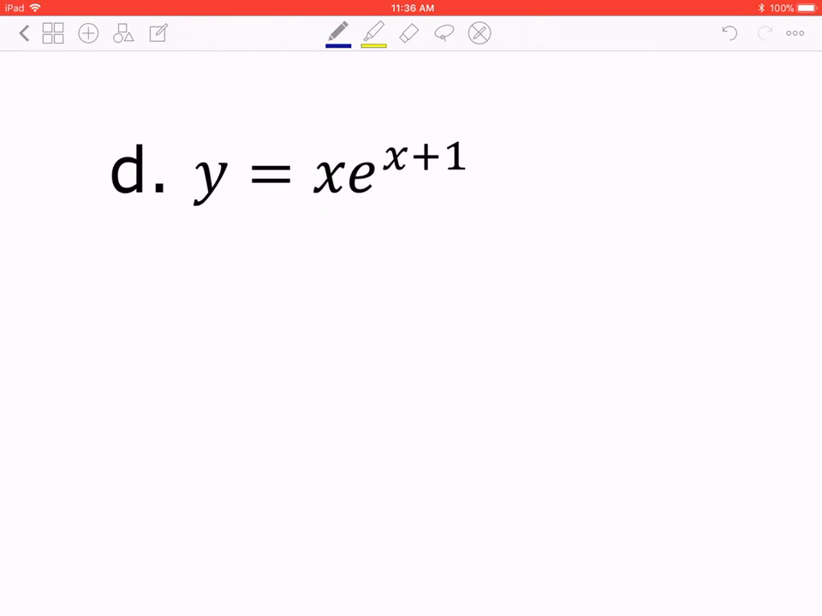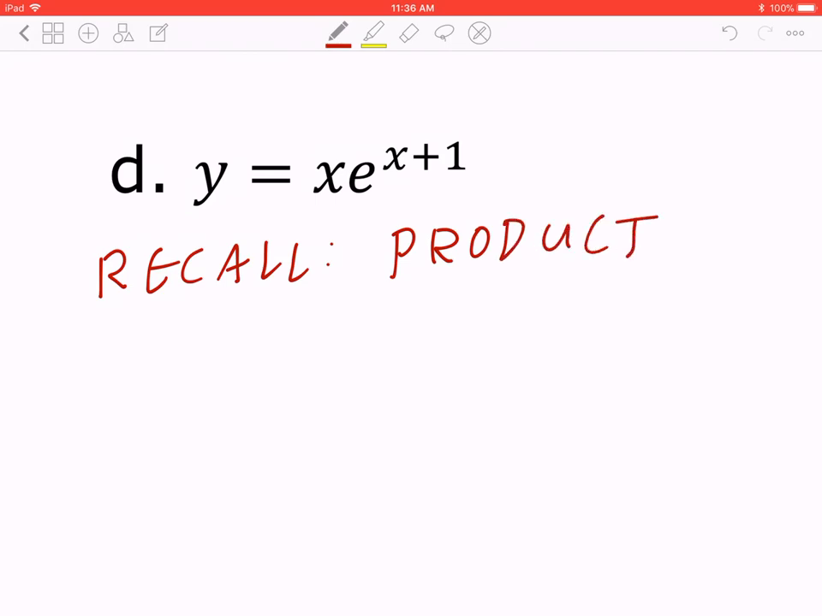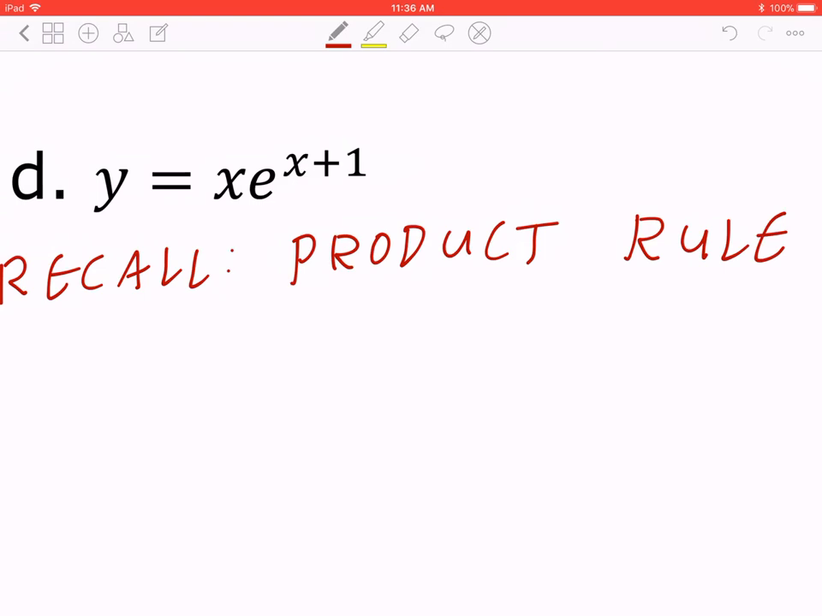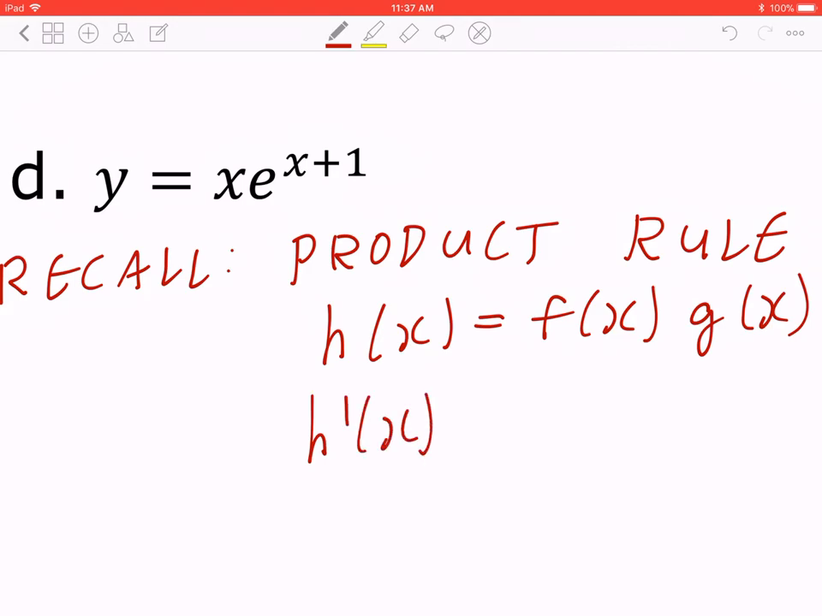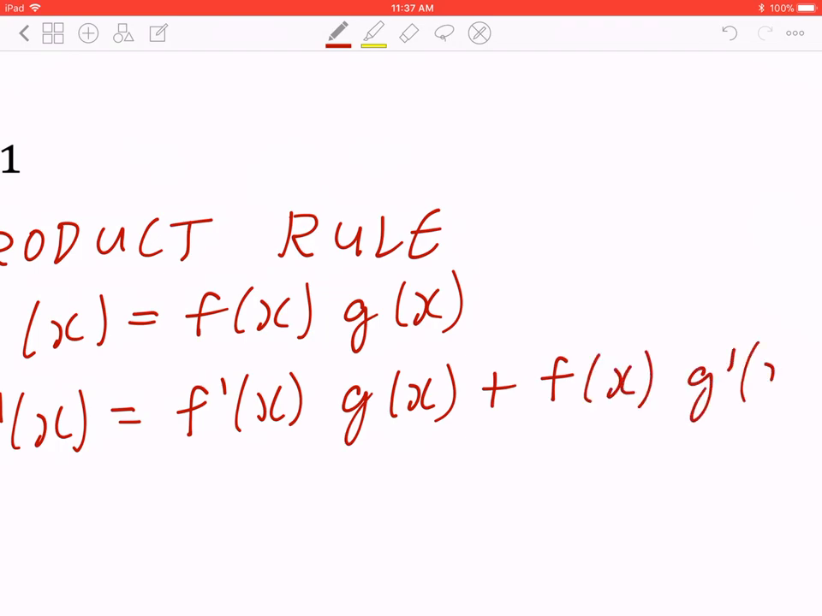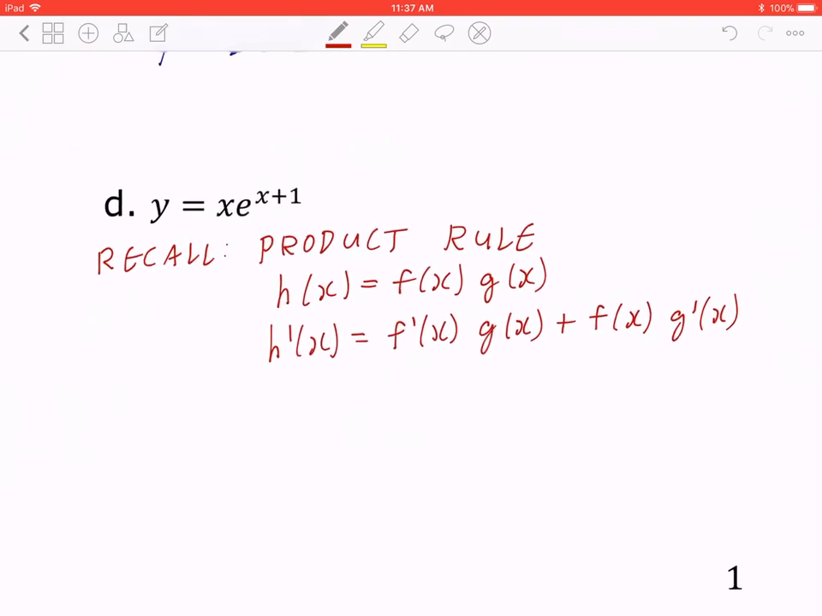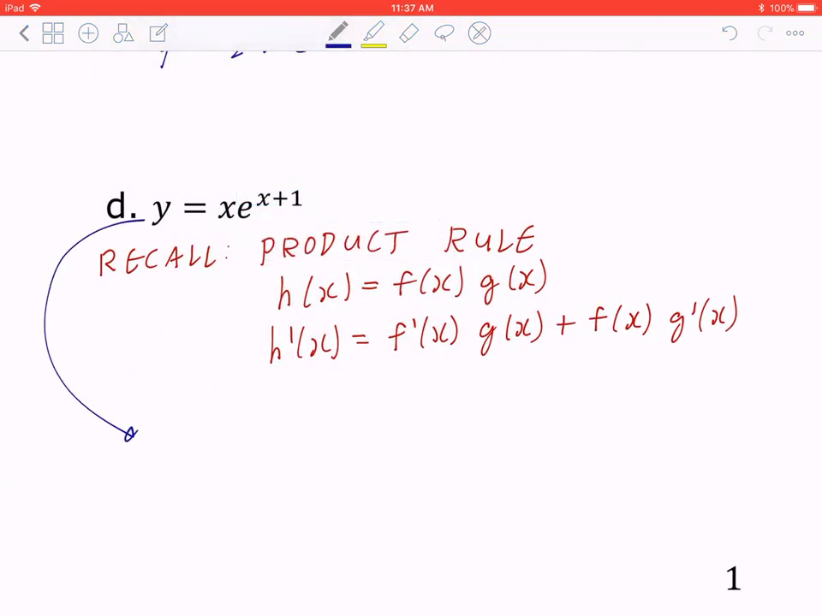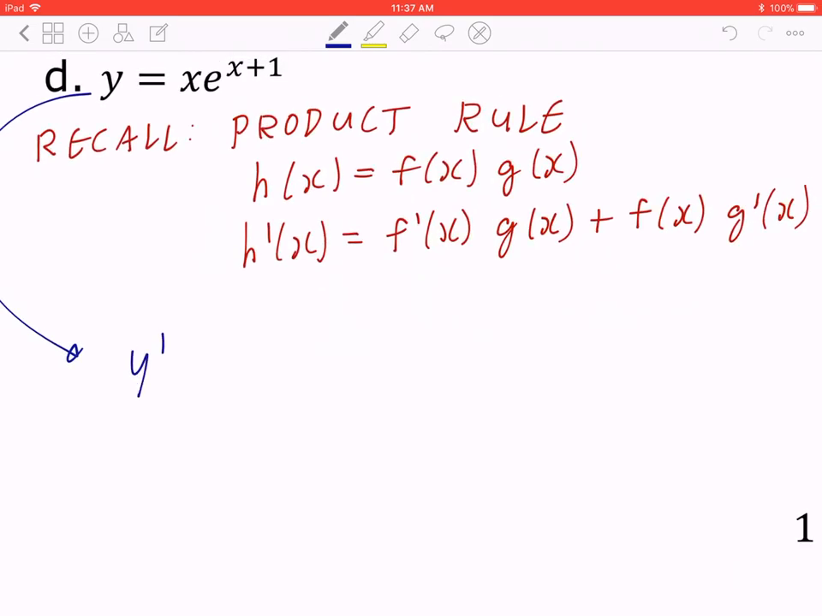Part D, y equals x times e to the power of x plus 1. And again, recall the product rule. So again, we're combining a bunch of rules within the same example. If you think about the product rule, this is when you have a function equal to the product of, let's say, f of x times g of x. When you find the derivative, there are steps here in the product rule. You differentiate the first, multiply by the second, plus you copy the first and you multiply by the derivative of the second.